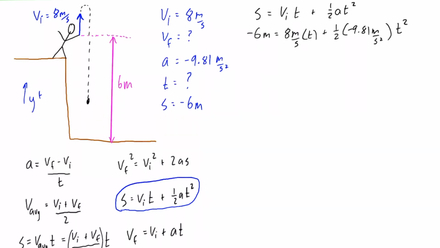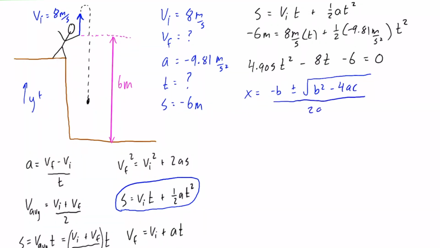We can just rearrange this all. Basically, we can bring the terms on the right hand side over to the left hand side, so we'll have positive 4.905 t squared minus 8t minus 6, and that's all going to be equal to 0. I just dropped the units for now just to make it easier to see that this is a quadratic equation. And we want to use the quadratic equation to solve for our roots. If you remember, that is x is equal to -b plus or minus the square root of b squared minus 4ac all over 2a.